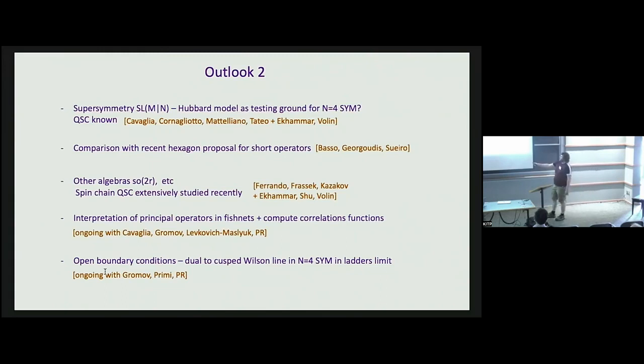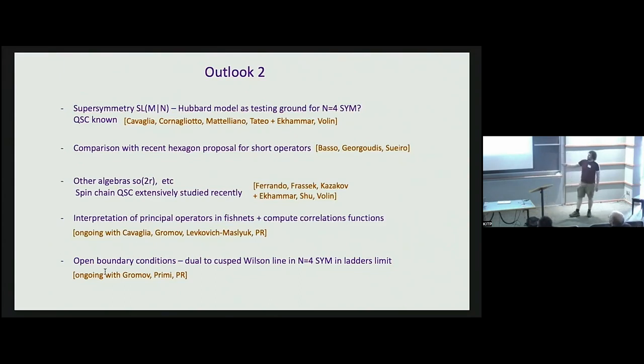Next will be very important, which is to compare the results here with the recent hexagon proposal for correlation functions of short operators. Okay, so the idea would be to set up their proposal directly in the fishnet theory, and then see if you can compare the correlation functions you get there with the correlation functions you get in our setup of the principal operators. Next, of course, naturally, if you want to look at CFTs in various dimensions, we should look at other algebras, for example, SO(2R).